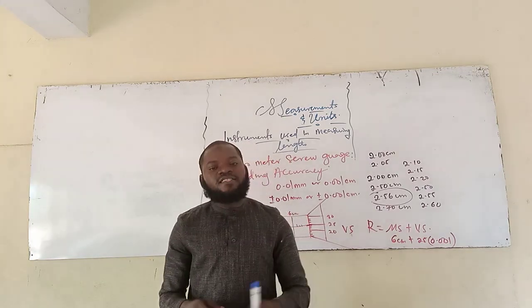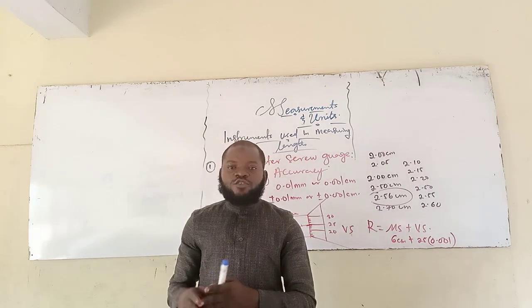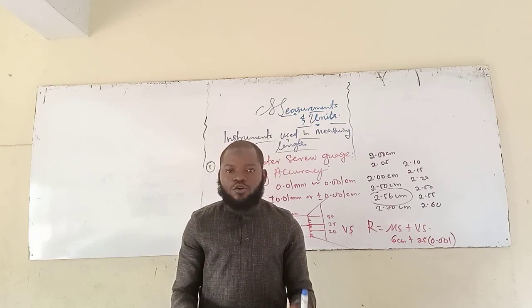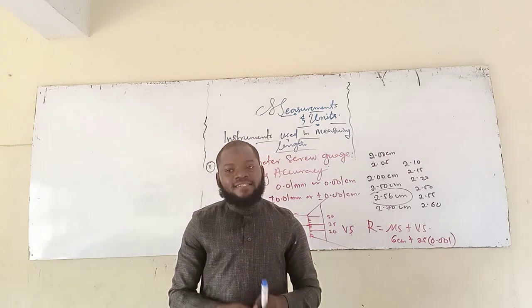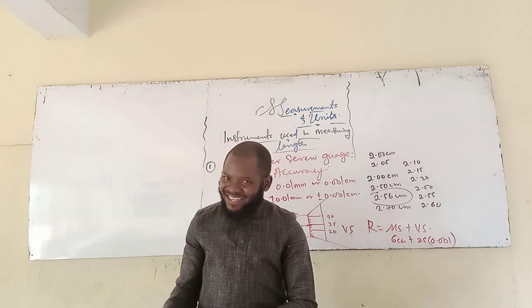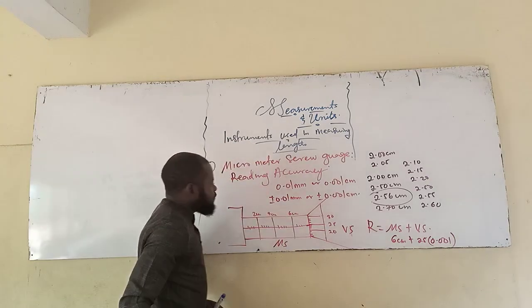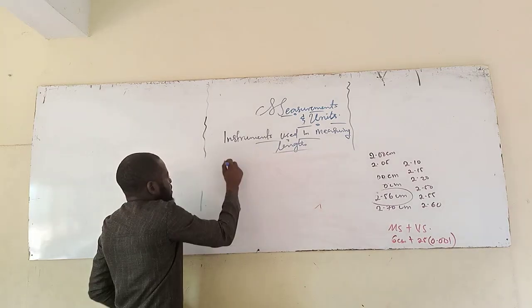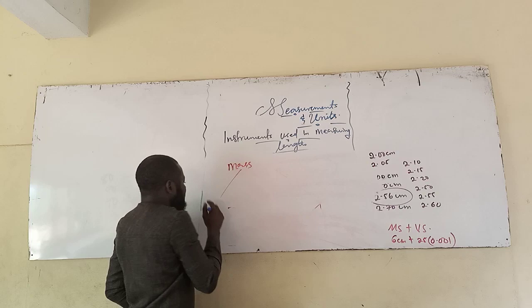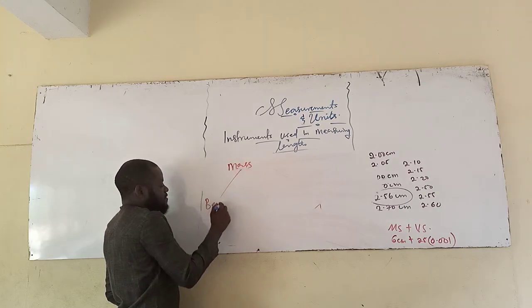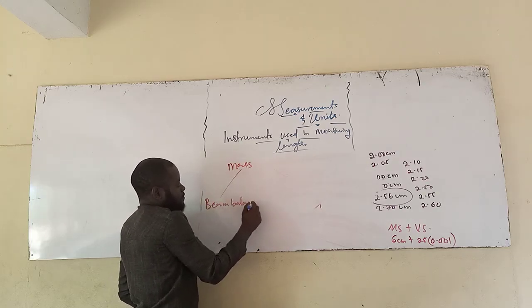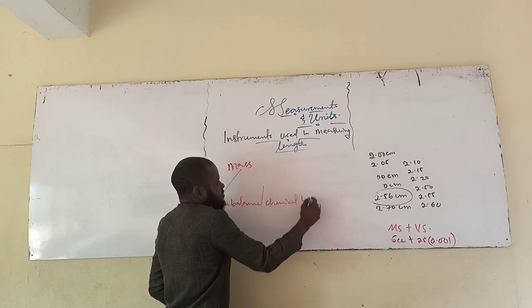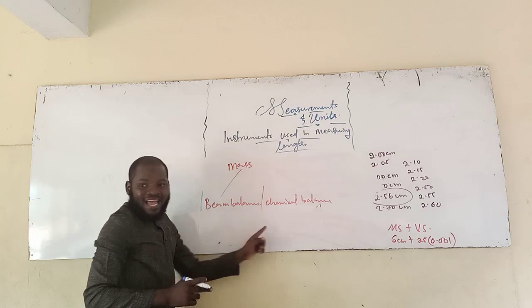Then the next one is your mass. What are the instruments used in measuring mass? We have the lever balance and the chemical balance. The chemical balance is also called what? Beam balance. Are you getting this now? That is for mass. You have to get this clearly now. If you are measuring mass, either you use the beam balance, which you can also call the chemical balance. You can use any of the two names. They are the same thing.